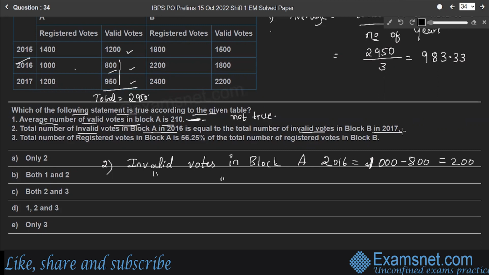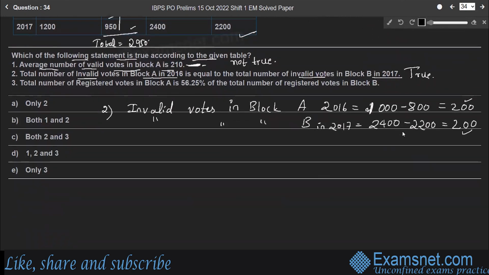Whereas invalid votes in block B in 2017: there are 2400 registered votes minus 2200 valid votes, which is equal to 200. So both are equal, right? Therefore, the second statement is true. Whereas the third one: the total number of registered votes in block A is 56.25% of the total number of registered votes in block B.